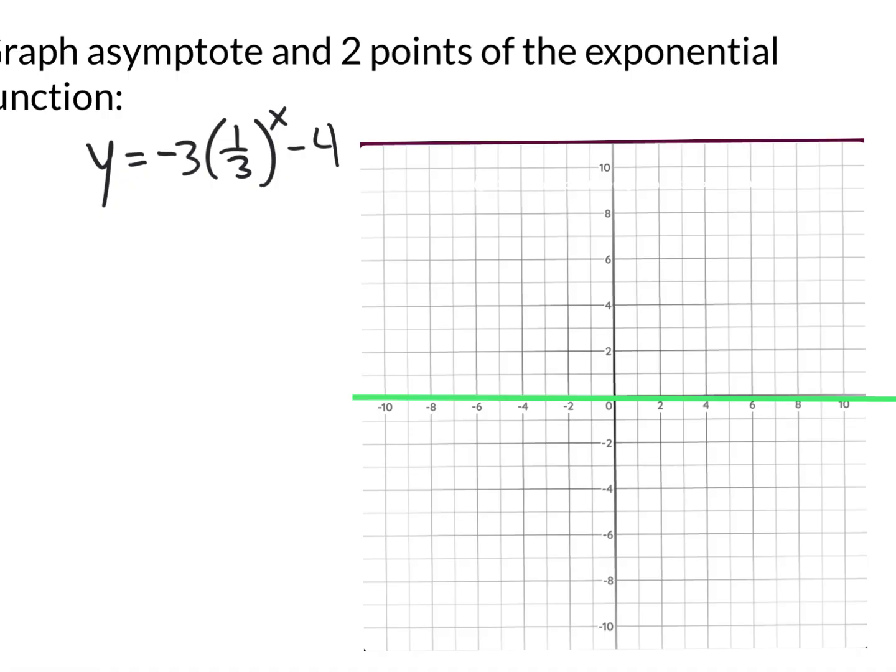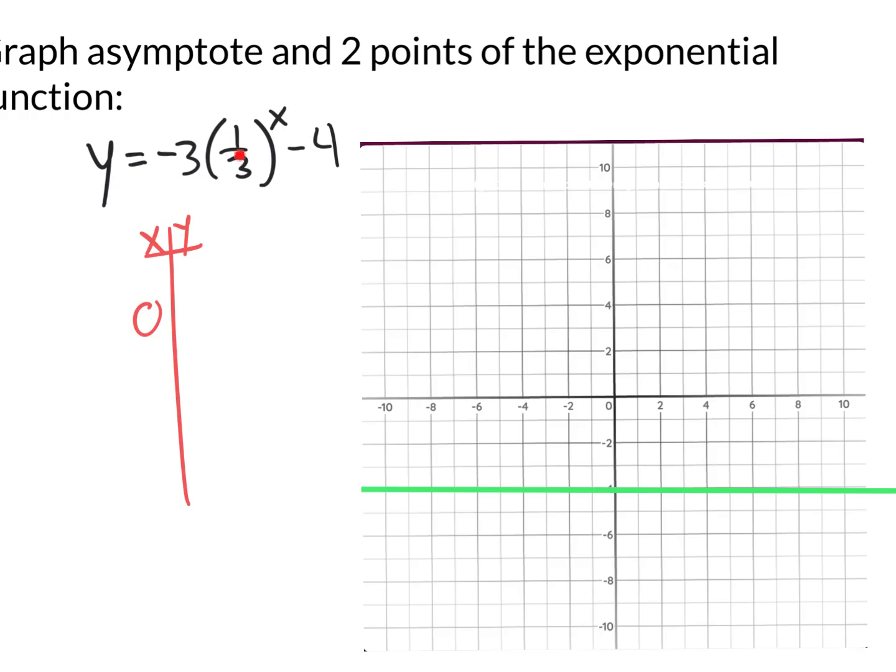Let's do one more. The asymptote goes where? -4. And from there, I need some coordinates. I need 2 points. So what do I plug in? 0. Anything to the 0 power is 1. 1 times -3 is -3. -3 minus 4 is -7. So if you go to 0, -7, you're right there.